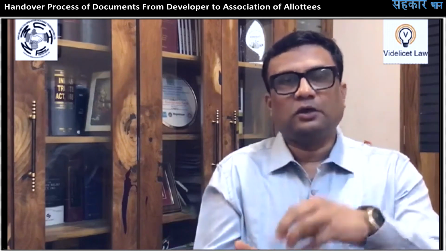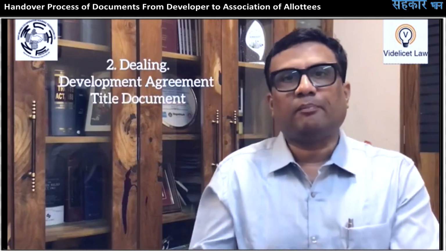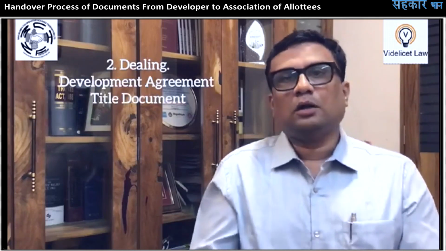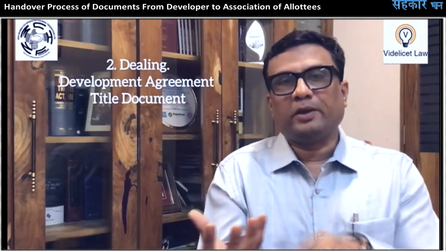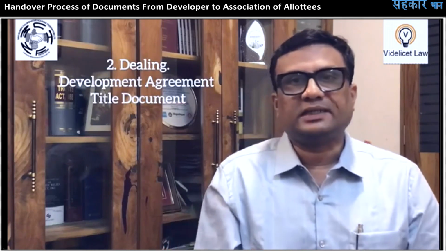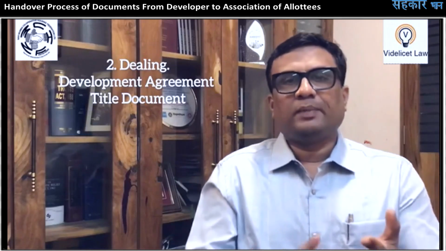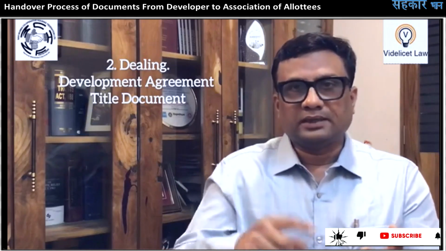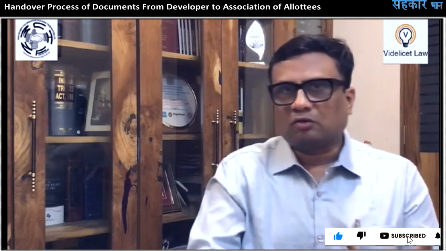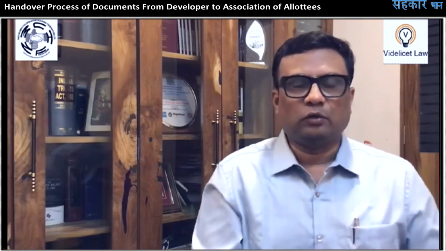Now the second part is the dealing, that is, from the landowner to the promoter: the development agreement, if there is one, or the title document of the landowner, if that document is there. All these things need to be handed over. The development agreement is also connected with the power of attorney, the stamp duty, and the registration receipts paid to the concerned authorities. All these things need to be handed over.